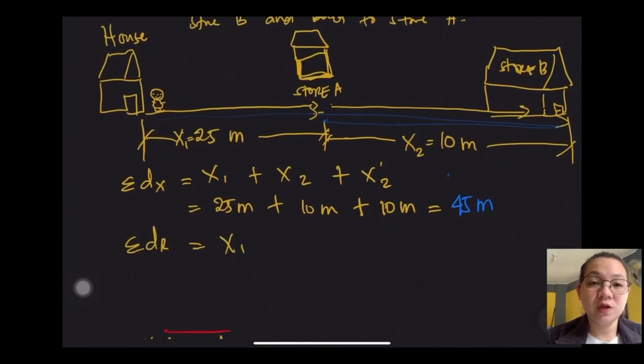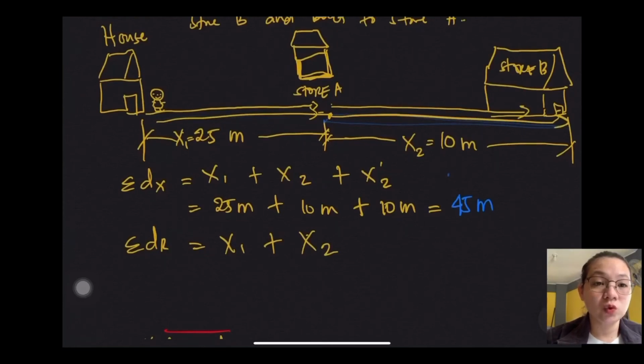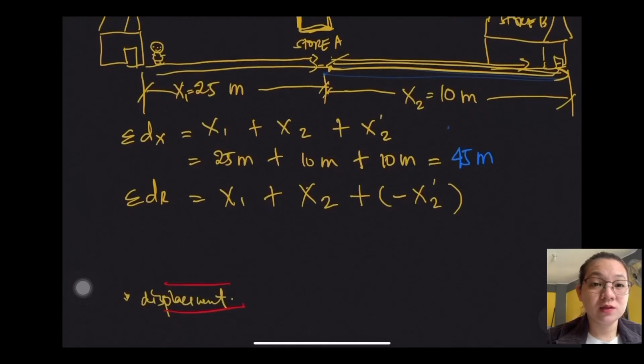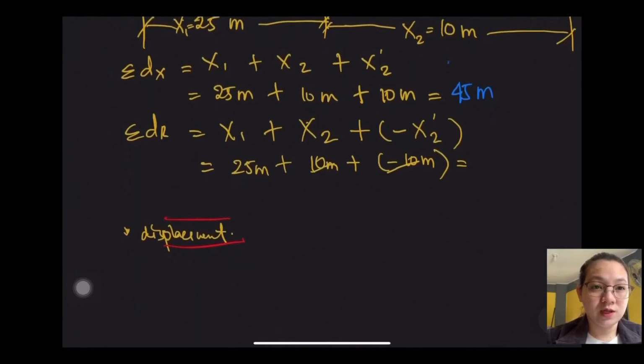On the other hand, summation of resultant vector or displacement is equal to x sub 1 plus x sub 2. They're in the same direction, that's why you're going to add, minus x prime sub 2. We denote the negative sign because it is backward. So, we're going to denote that as 25 plus 10 meters plus negative 10 meters. If you see that mathematical approach, the answer is simply 25 meters.